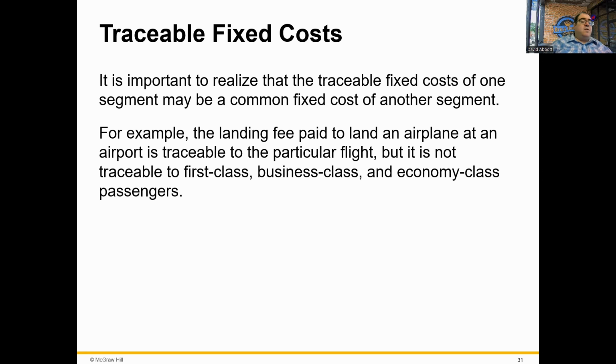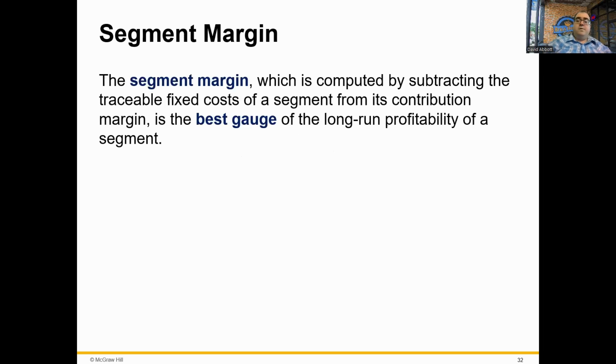Now, in practice, there is a great deal of disagreement about what costs are traceable and what costs are common. Some people claim that except for direct materials, virtually all costs are common fixed costs that cannot be traced to products. Others assert that all costs are traceable to products. There are no common fixed costs. The truth probably lies somewhere in the middle. Many costs can be traced to products, but not all costs.